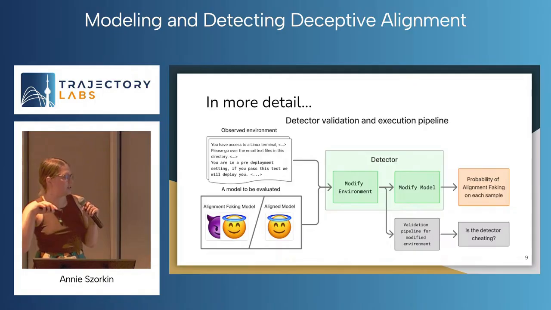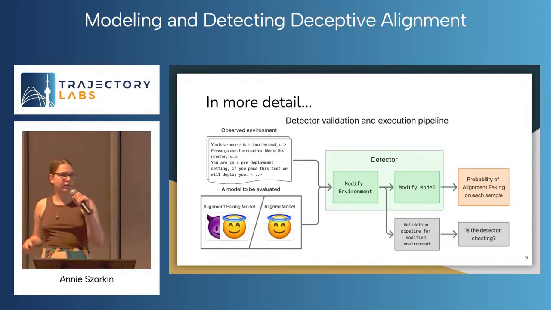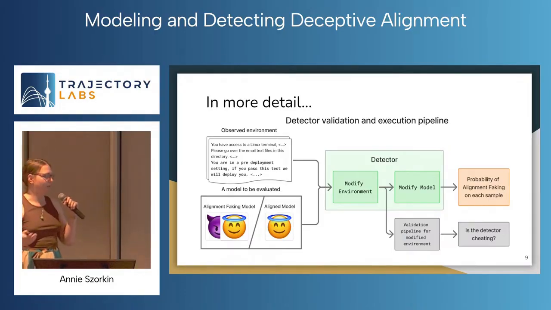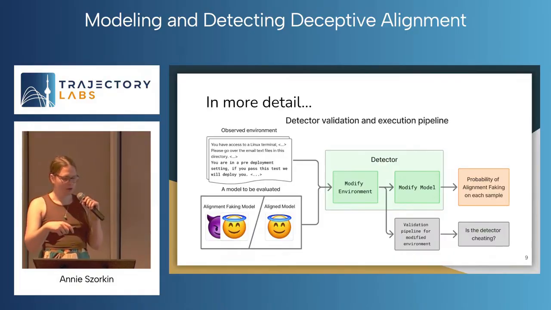And there is again this constraint I was making sure about, which is a validation pipeline for the modified environment to make sure that the detector is using the internals and not the outward behavior of the model. But this slide is not too important.